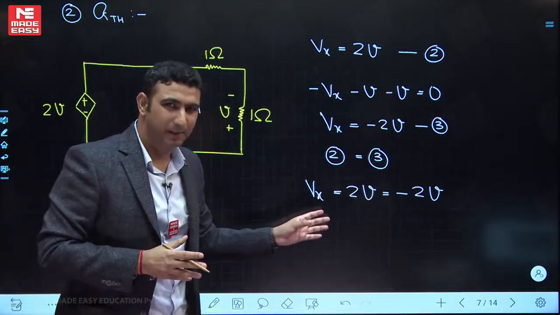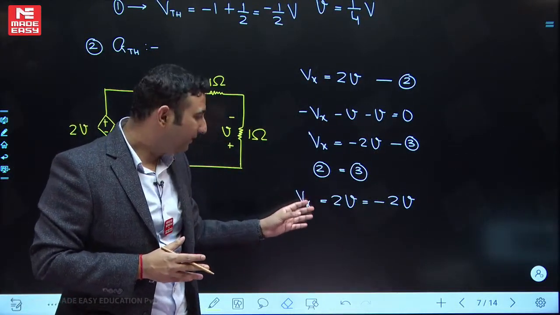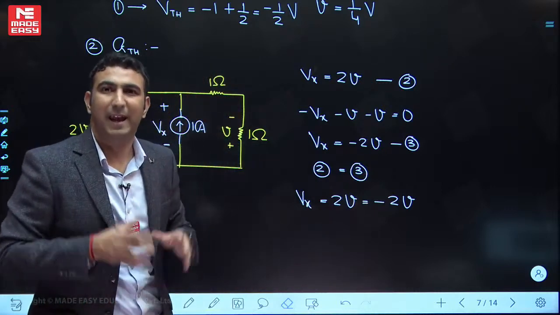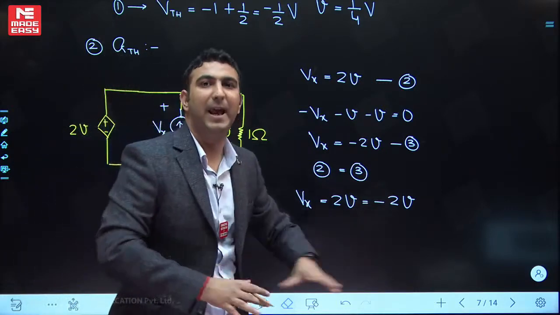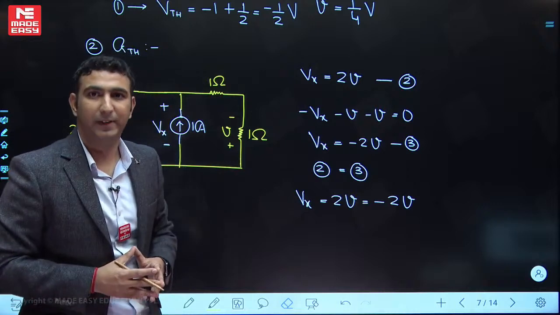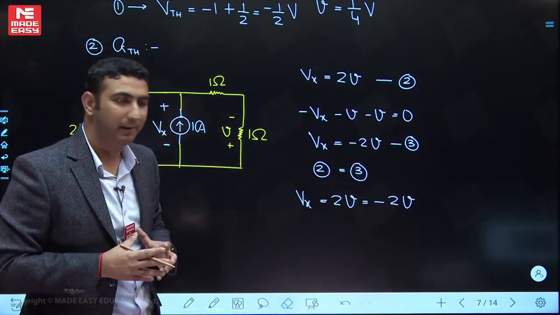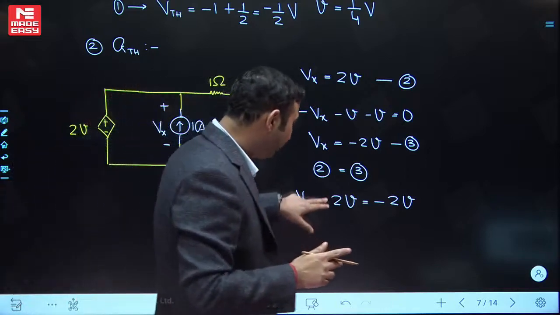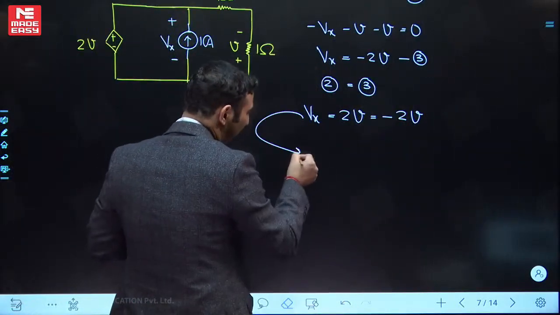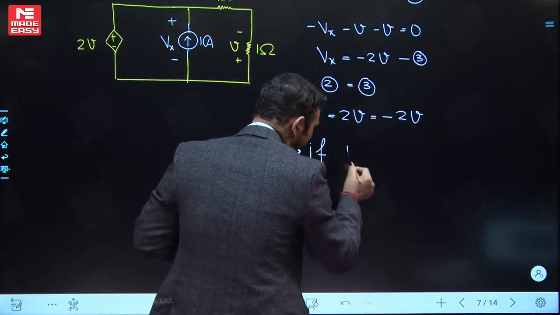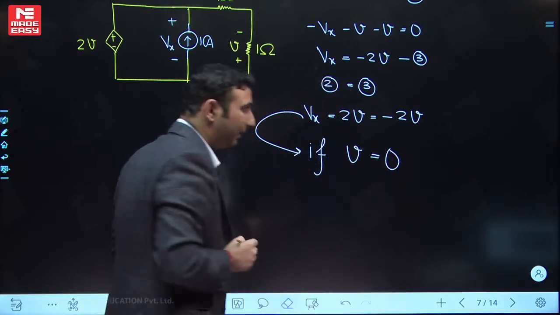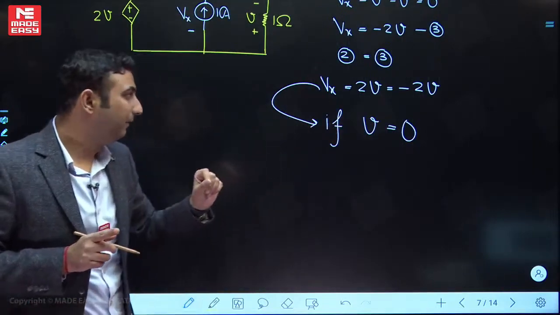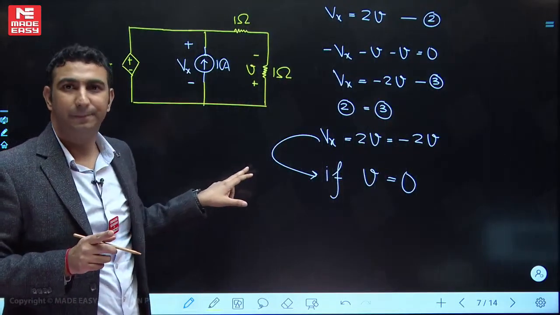Isn't it a little bit absurd? How can Vx be equal to 2V and Vx be equal to minus 2V at the same time? Is there any possibility in which this can happen? Any possibility that you can think of, that you can come up with? I think I can come up with one possibility. This equation can only hold if V is equal to 0. If V becomes equal to 0, both the equations, second and third, will hold and I'll get my answer.